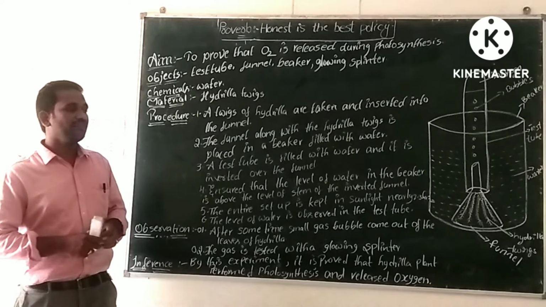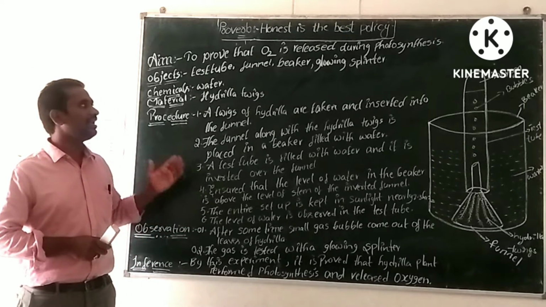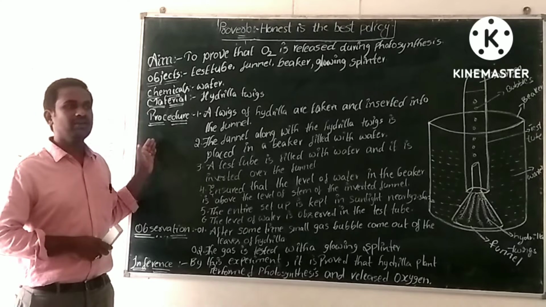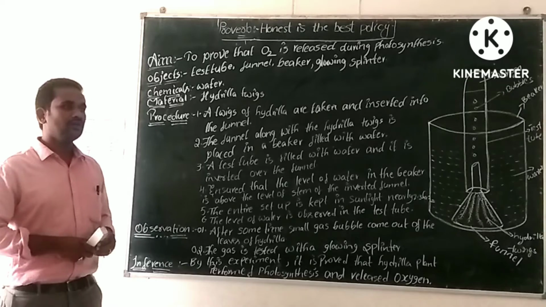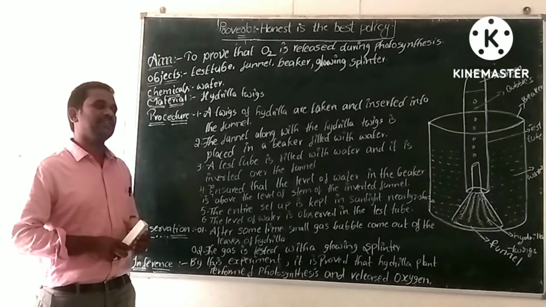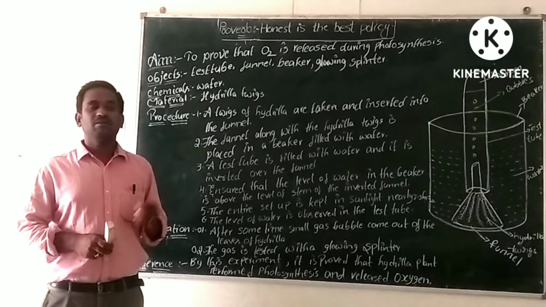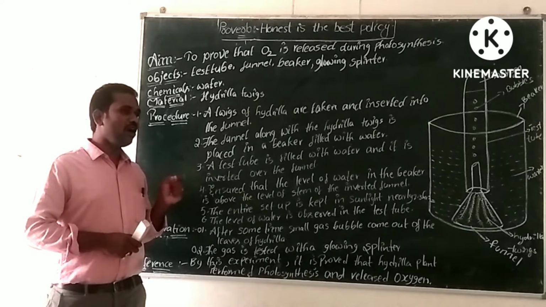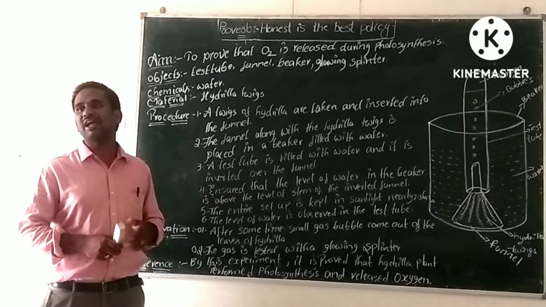Okay. So he performed this experiment, that is the Hydrilla experiment. First of all, you want to know the plant. What is the plant? Hydrilla plant. Hydrilla is an aquatic plant. It has dense, very small, tiny leaves. It's a submerged aquatic plant.